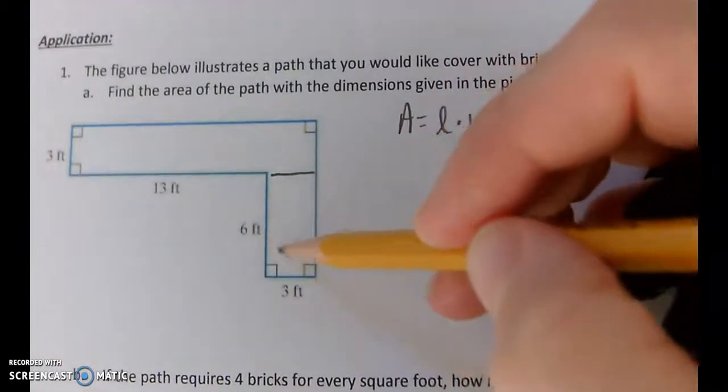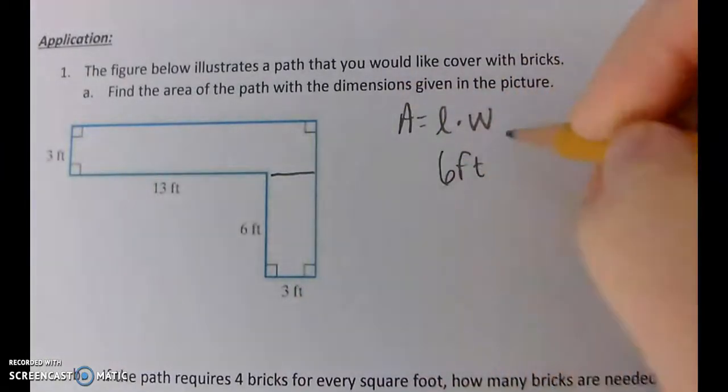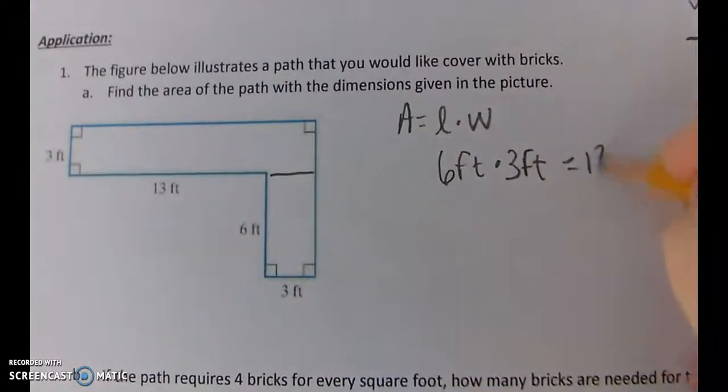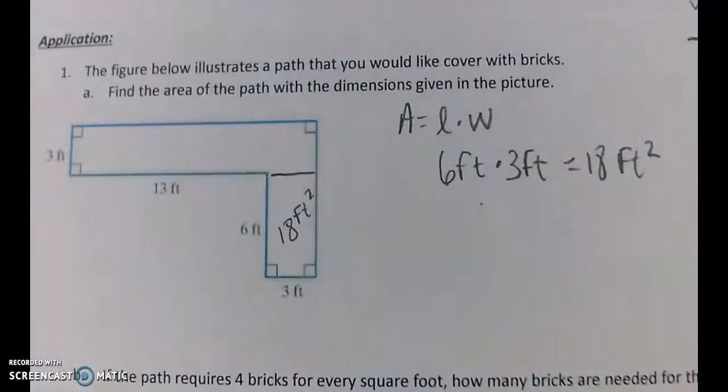I have 6 feet times 3 feet. You get 18 square feet. Notice feet times feet are squared. So I can note that this is 18 square feet.